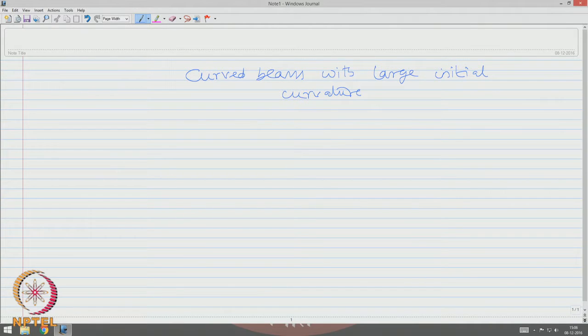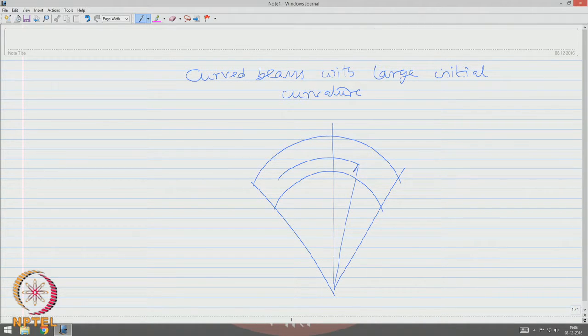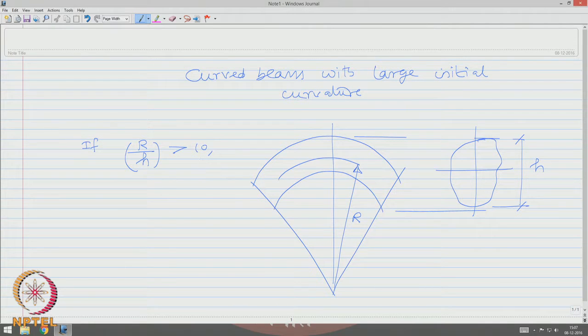Let me remind you, if this is my curved beam, which has radius of curvature r and the cross section has depth, let us say h, if the ratio of initial radius of curvature to the cross sectional thickness exceeds 10, then we call this a curved beam with small initial curvature.